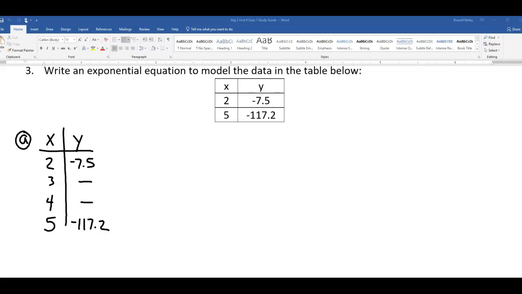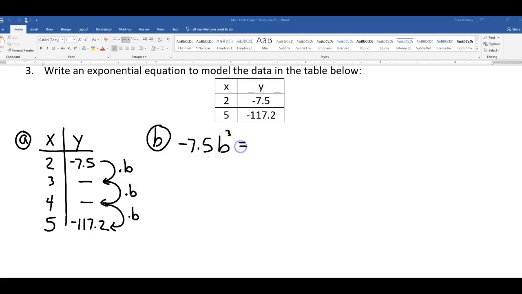Since this is an exponential table, to get from here to here I would be multiplying by some unknown number. To get from here to here, I'd be multiplying by some unknown number, and the same number again for the next step. Which means that if I take negative 7.5, the first y value, and multiply it by b 3 times, it should give me the last y value, negative 117.2. And then from here, we're going to solve for b.